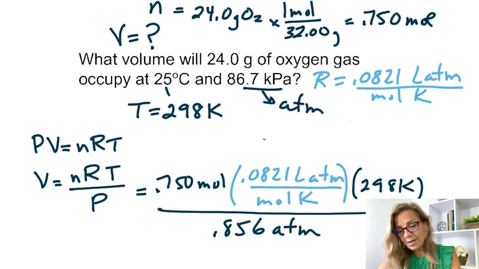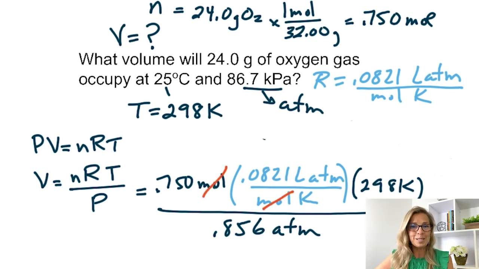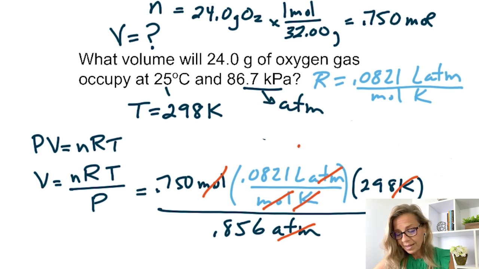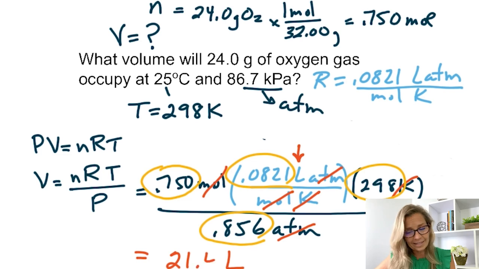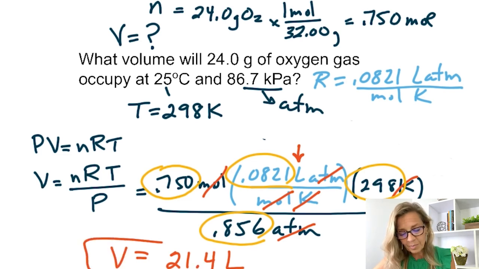All right, now this looks like a mess, but watch this. We're going to cancel out some units. Don't skip writing the units in these problems. So I have moles on the top, moles on the bottom, atmospheres on the top and bottom, Kelvin, Kelvin, and I'm left with one unit and a bunch of numbers. I'm left with liters, which is perfect. So all I need to do is gather up my numbers, this times this times this divided by this, and I will get 21.4 liters. And that is a good example of how you use the ideal gas law.